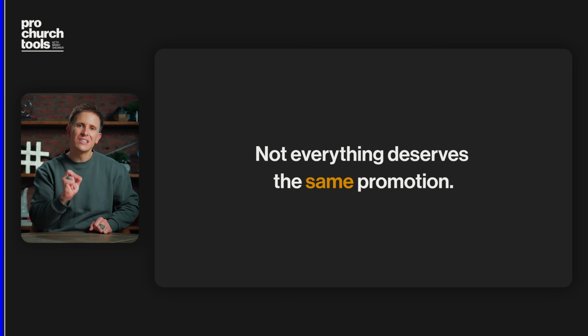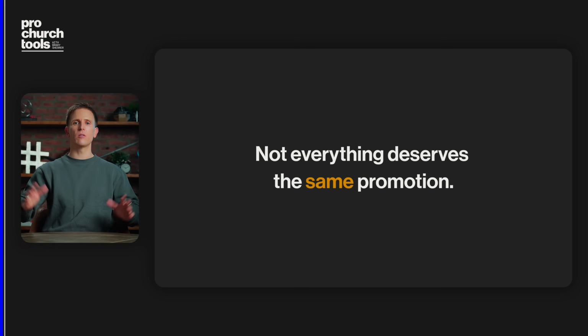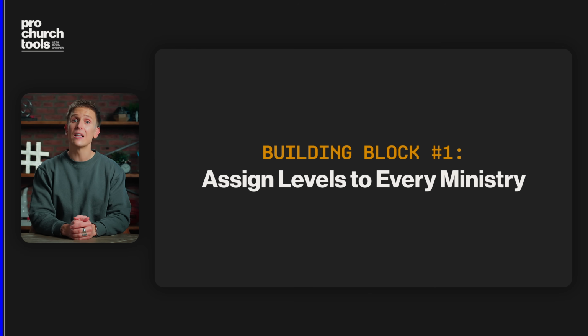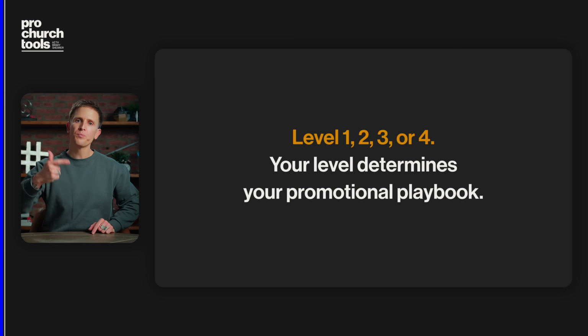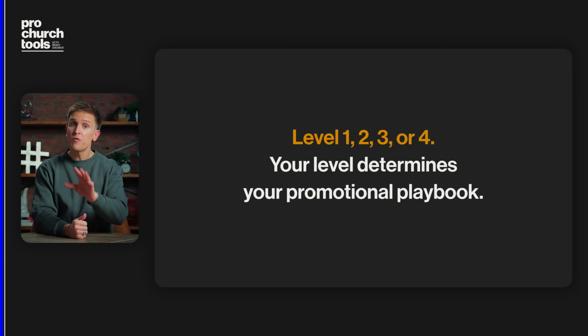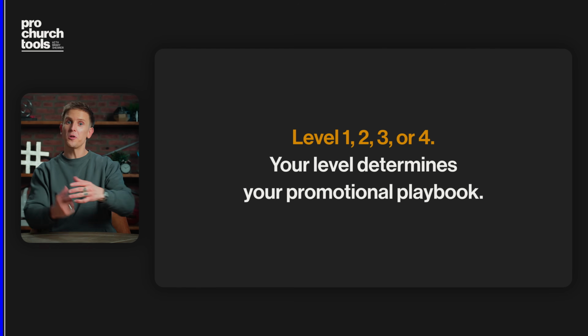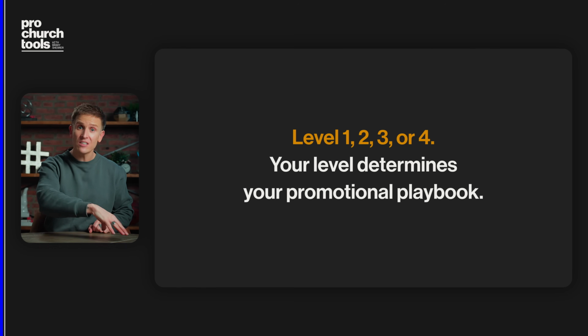Not everything deserves the same promotion. Now, maybe that sounds obvious to you. The thing is, this principle almost always gets ignored in church. And that's why building block number 1 is to assign levels to every ministry and event in your church. A level 1, 2, 3, or 4. And your level then determines your promotional playbook. Not the volume of the ministry leader's voice, not who has the best relationship with the pastor, not who asks first, the level. Now here's how the 4 levels work.